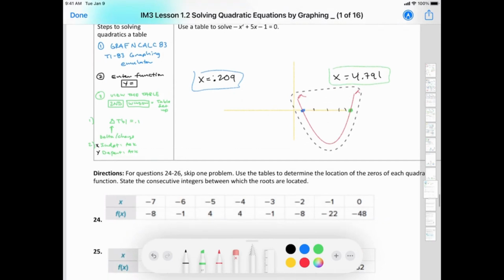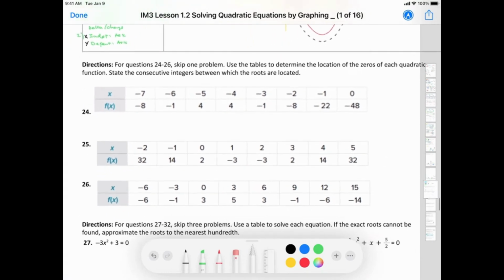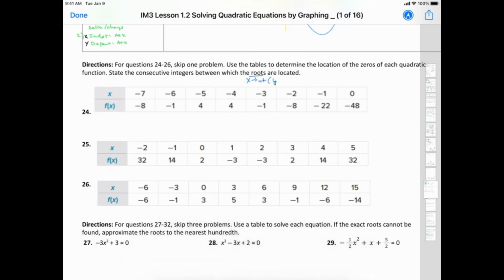Okay, let's go on to questions 24 to 26. It says skip one problem, use the tables to determine the location of the zeros for each quadratic function. State the consecutive integers between which the roots are located. So let's just make sure, remember the roots are another word for x-intercepts, and that's basically when y is equal to 0.